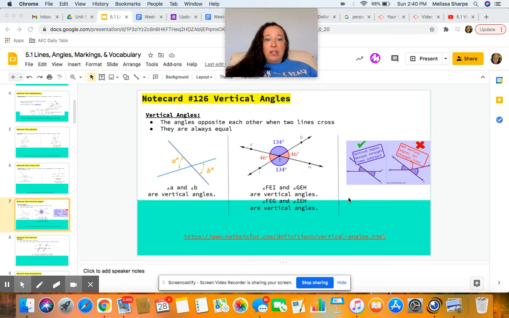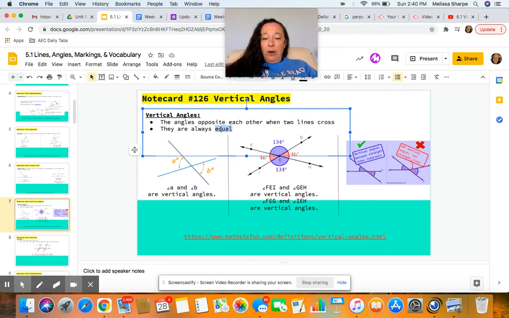Okay, so now let's move on to note card 126, vertical angles. Vertical angles are the angles that are opposite each other when two lines cross. You also need to know that they are always equal. And the better word in geometry for equal is congruent.